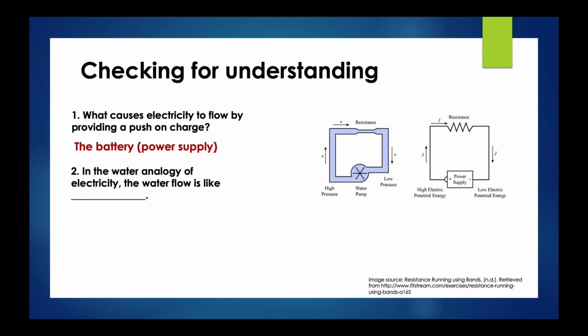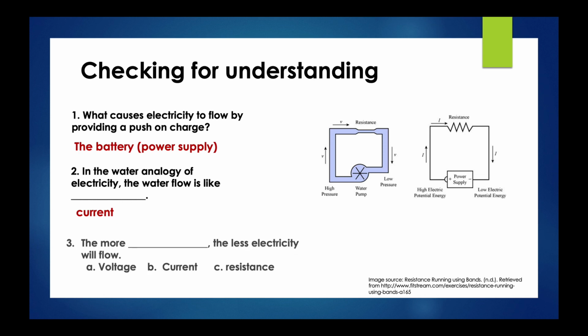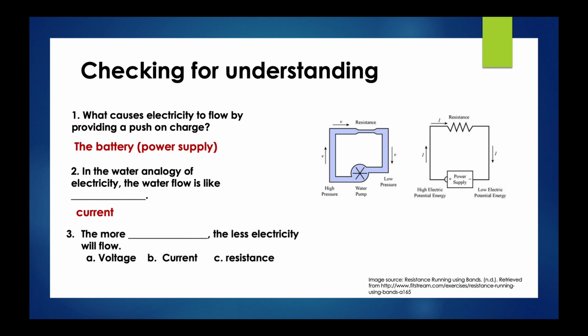In the water analogy of electricity, the water flow is like what? Current. And lastly, the more blank, the less electricity will flow. The more resistance, the less electricity will flow. Well, remember, resistance holds back charge, and so the more resistance there is, the less electricity will flow.